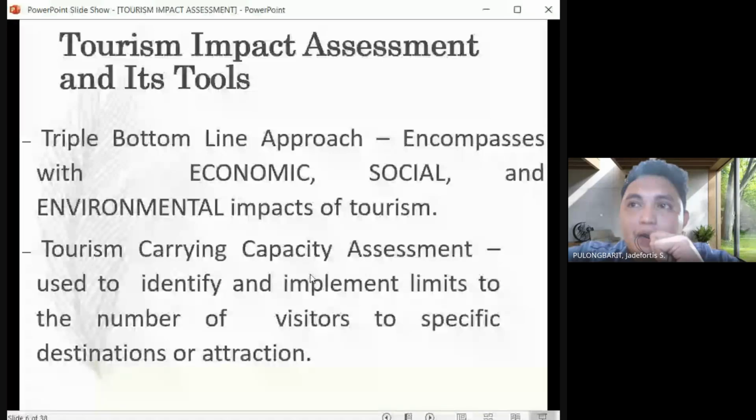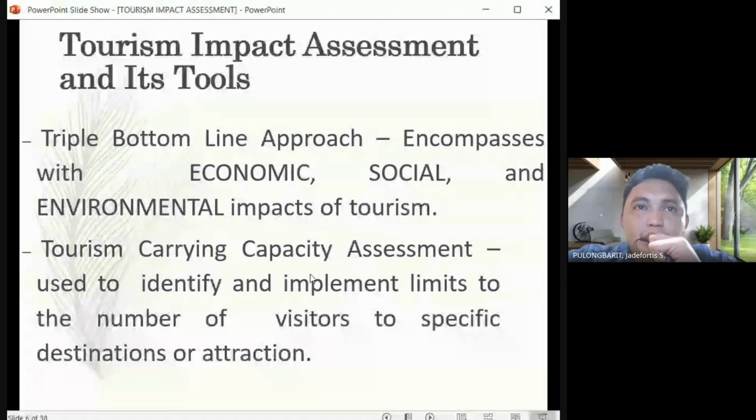So first one, meron pong tinatawag na triple bottom line approach. Pag sinabi mo triple bottom line approach, you're going to assess the three major impacts of tourism such as the economic, social, and environmental impacts of tourism. So ito po yung kino-comprise ng triple bottom line approach.